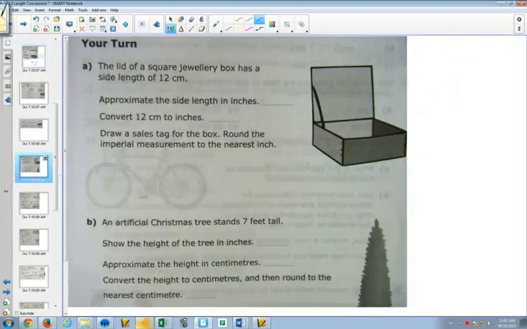So, we've got a couple here for your turn to try. We'll go over those answers in a bit. I'll come around and help you.